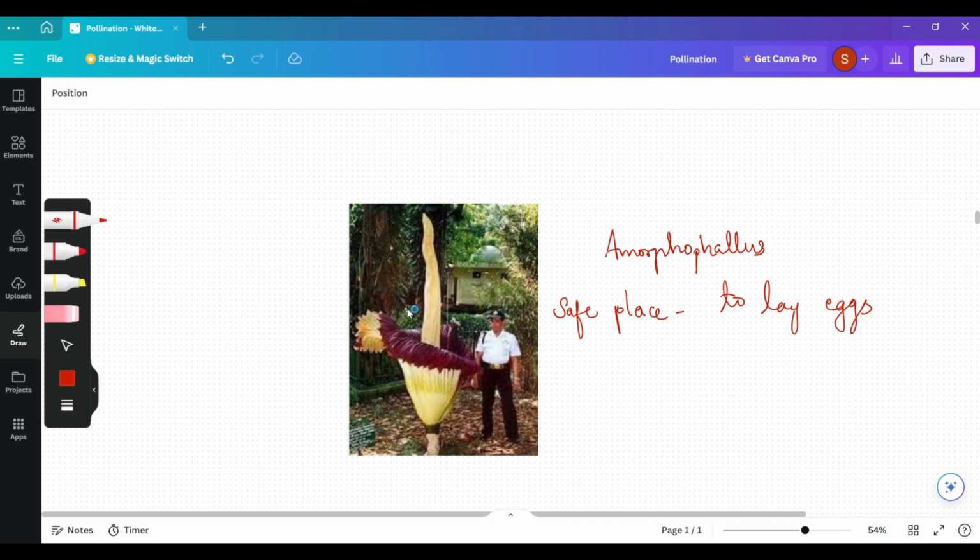And since the surface area of this plant is huge, insects get a safe place to lay their eggs, so that the eggs can hatch out without the threat of other predators.